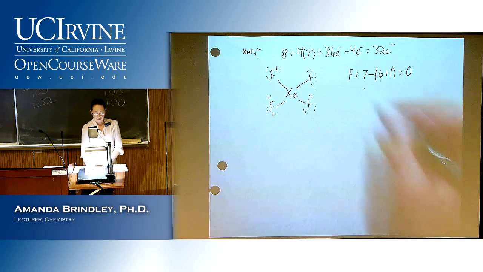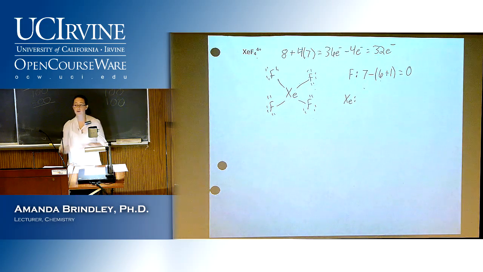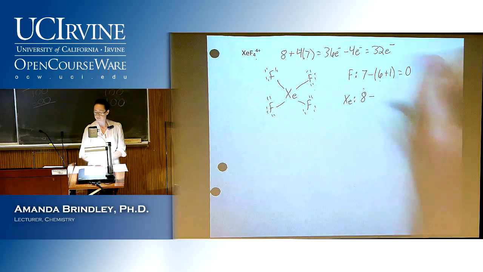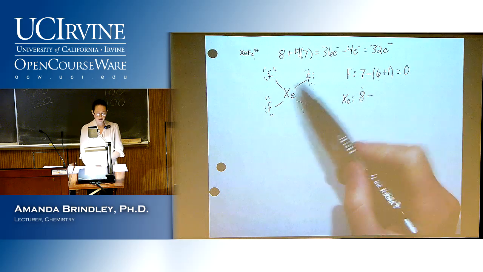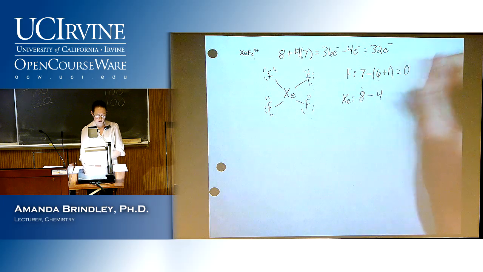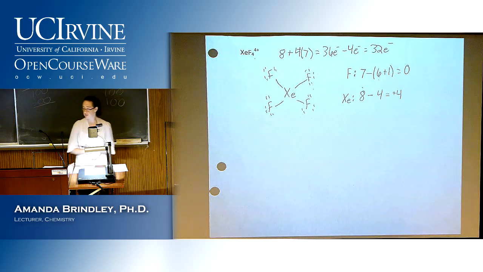Now we move on to the xenon. It's a noble gas, so it's in the 8th group, has 8 valence electrons, and we subtract 1 from each bond. 1, 2, 3, 4. So we subtract 4 electrons. So it has a +4 charge.